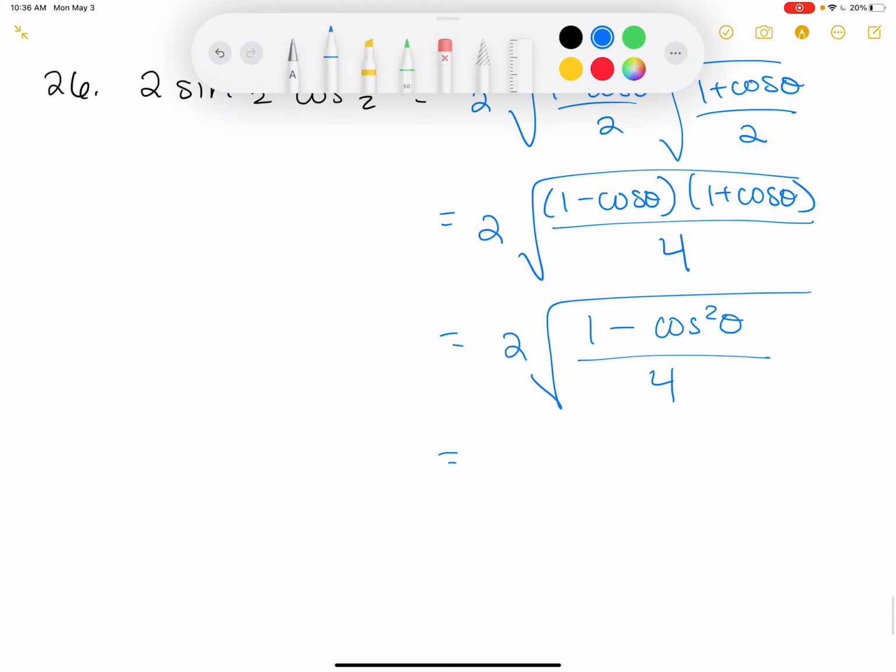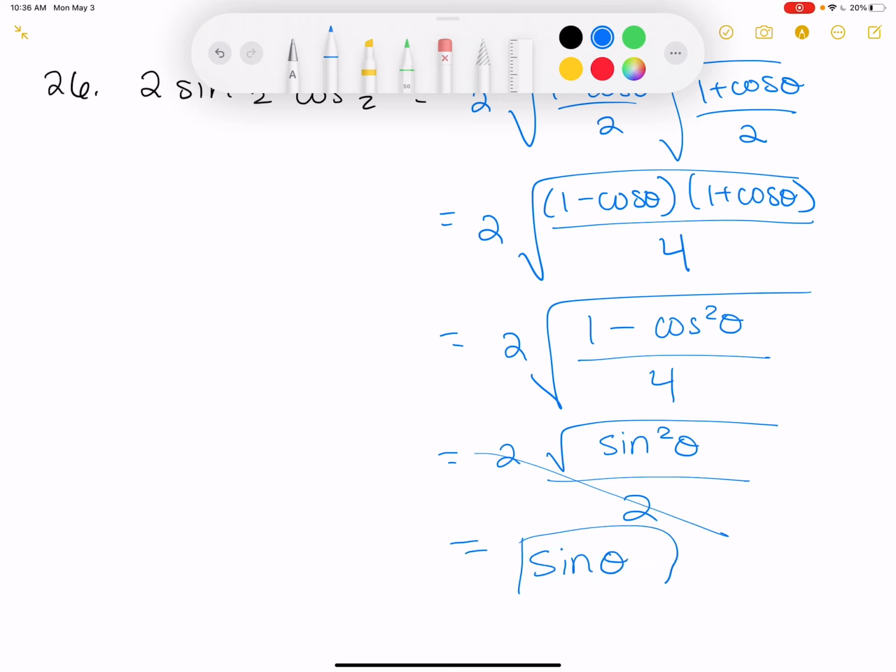This radical can be broken up top and bottom to be separate. So 2 times the square root of 1 minus cosine squared, which is sine squared, divided by 2. The 2's cancel. Square root of sine squared is sine theta.